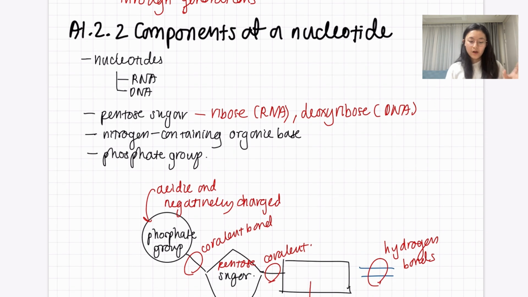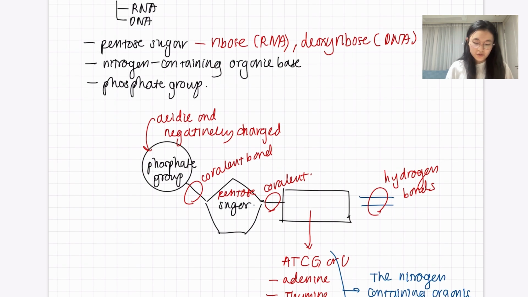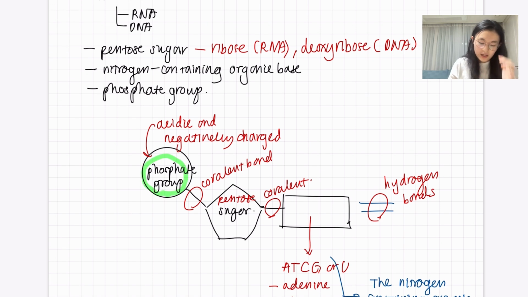In terms of the general composition, they all have three elements: a pentose sugar, which is ribose in the case of RNA and deoxyribose in the case of DNA, a nitrogen-containing organic base, and a phosphate group. The general structure of a nucleotide is as you can see in this diagram. We have a phosphate group, which is acidic and negatively charged, a pentose sugar, and a nitrogen-containing base.